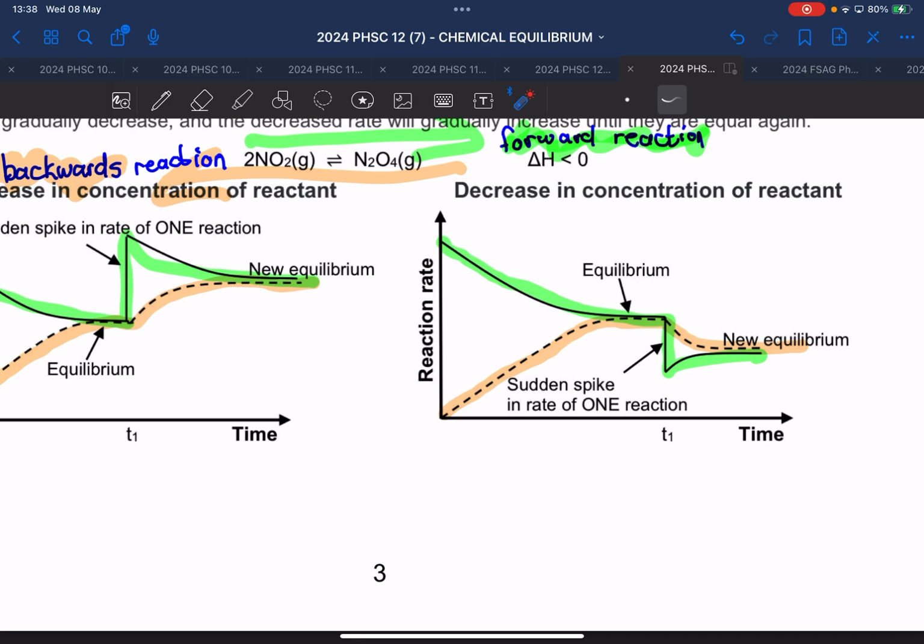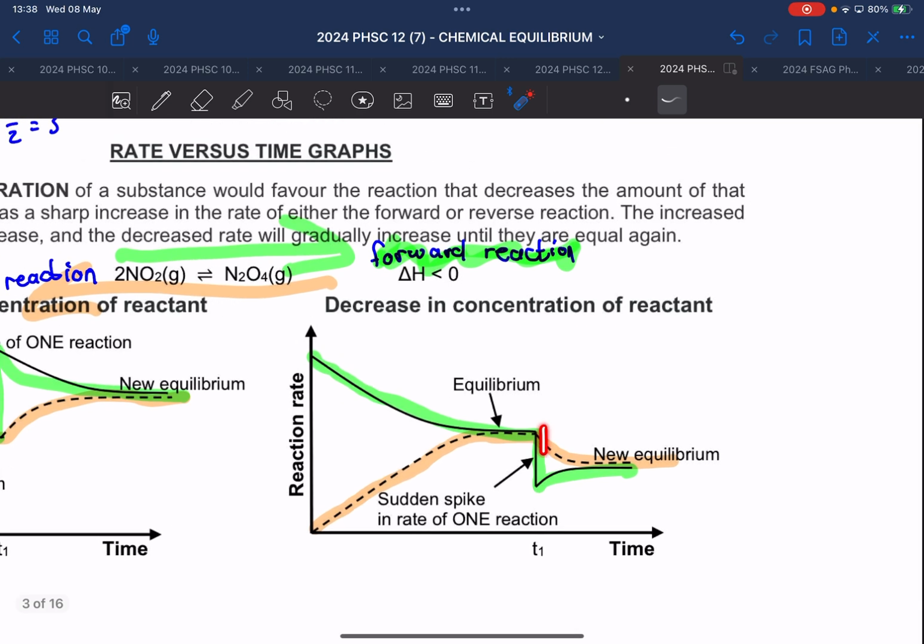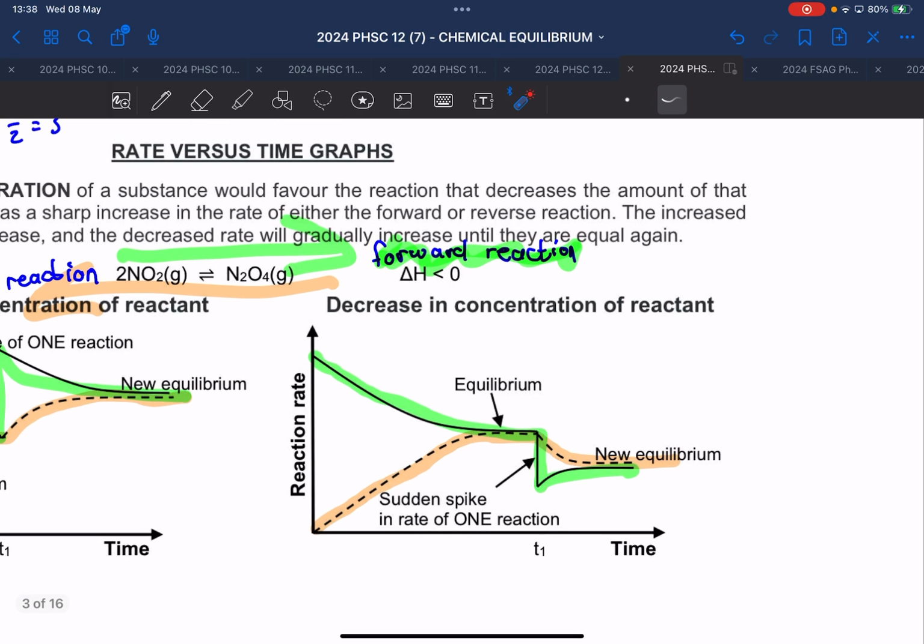So we decrease the concentration of one of the reactants. Of course there are less reactants now to create products, so we will have a slower reaction rate. That's why it drops down. And then it just goes on and forms a new equilibrium.